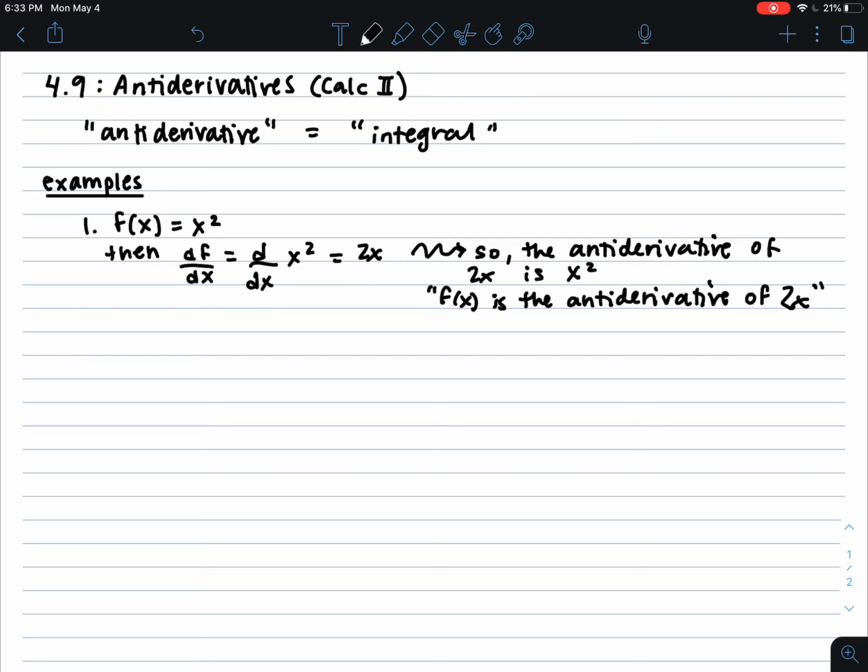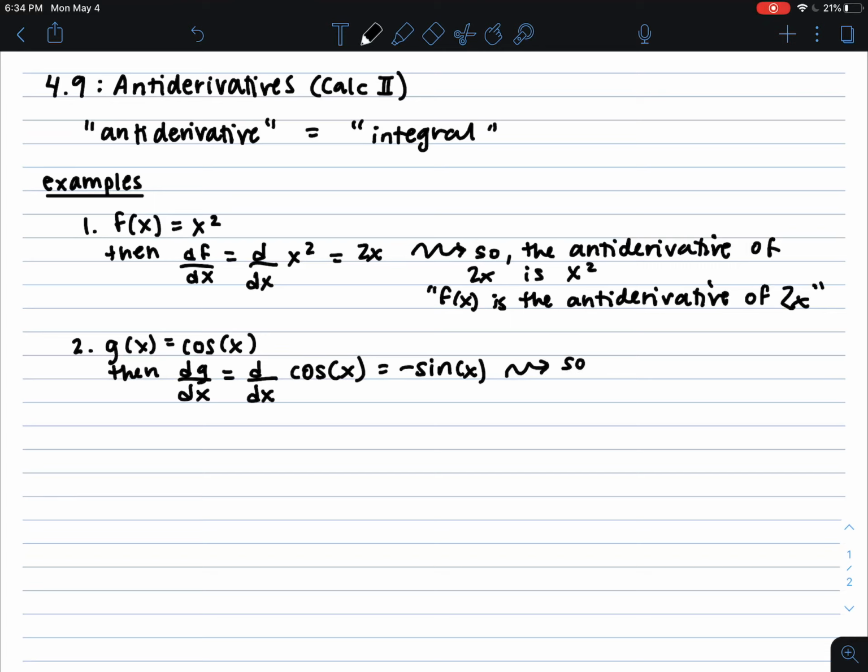Another example is if g of x is equal to the cosine of x, we know that the derivative of g of x with respect to x is the derivative of the cosine of x with respect to x, and we know that's negative sine of x. So g of x, which is cosine of x, is the antiderivative of negative sine of x.